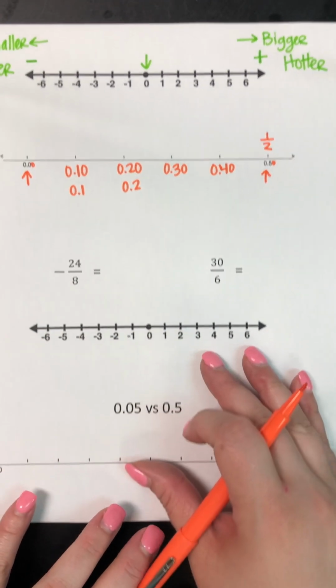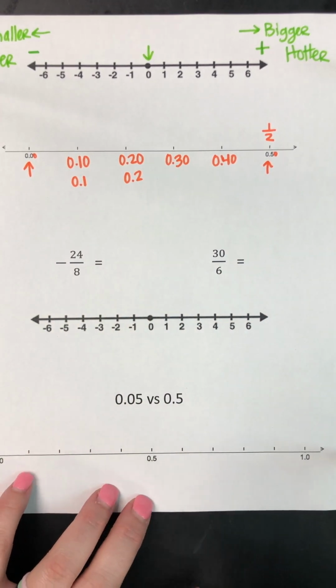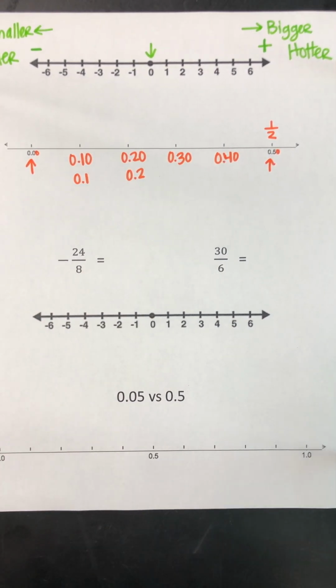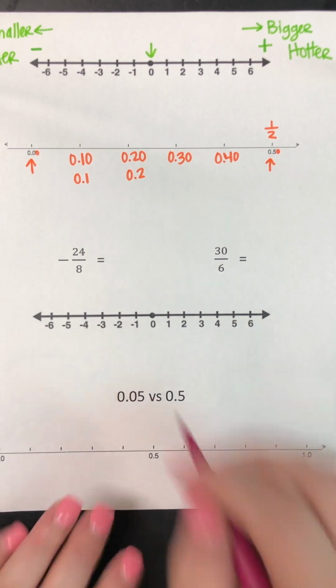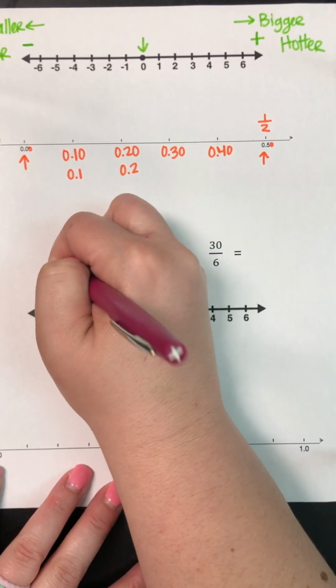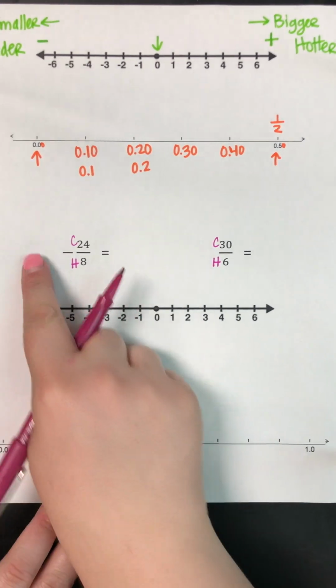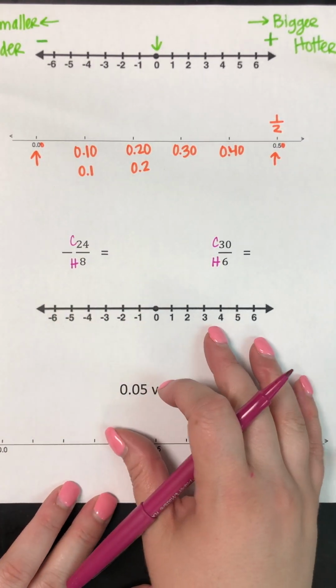Okay? So one of the ways that they're going to give you numbers on a number line is they're going to give you improper fractions. So remember, we never work with improper fractions. We are going to label our cowboy and our horse, and we are going to get rid of those improper fractions immediately. So in this case, I have 24 divided by 8.